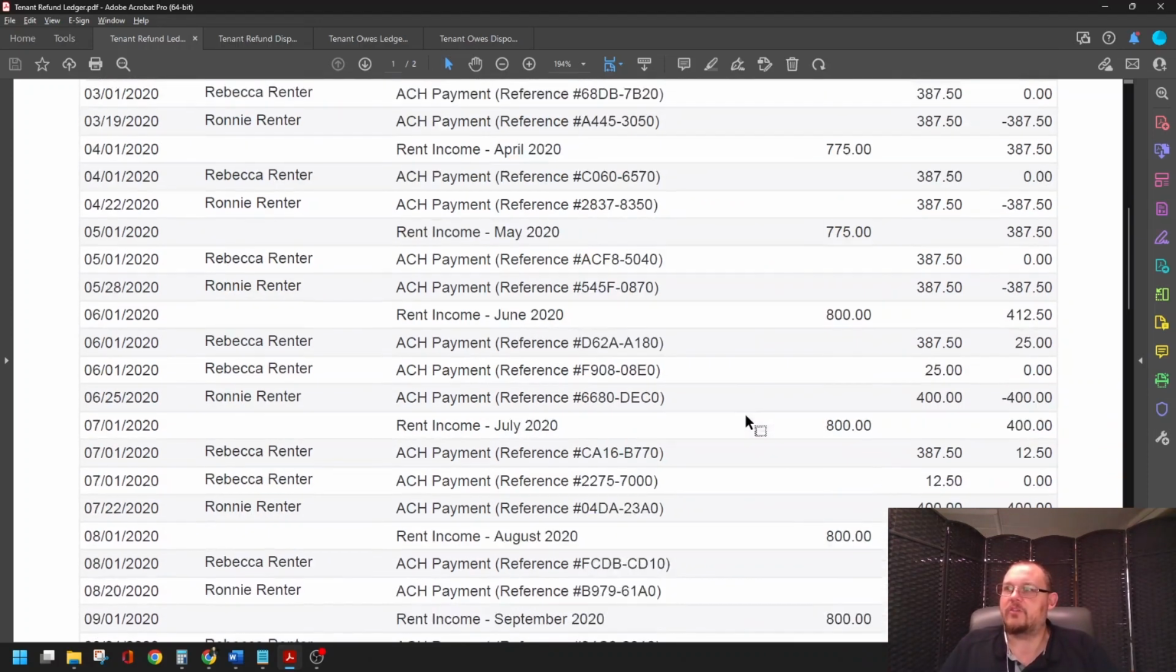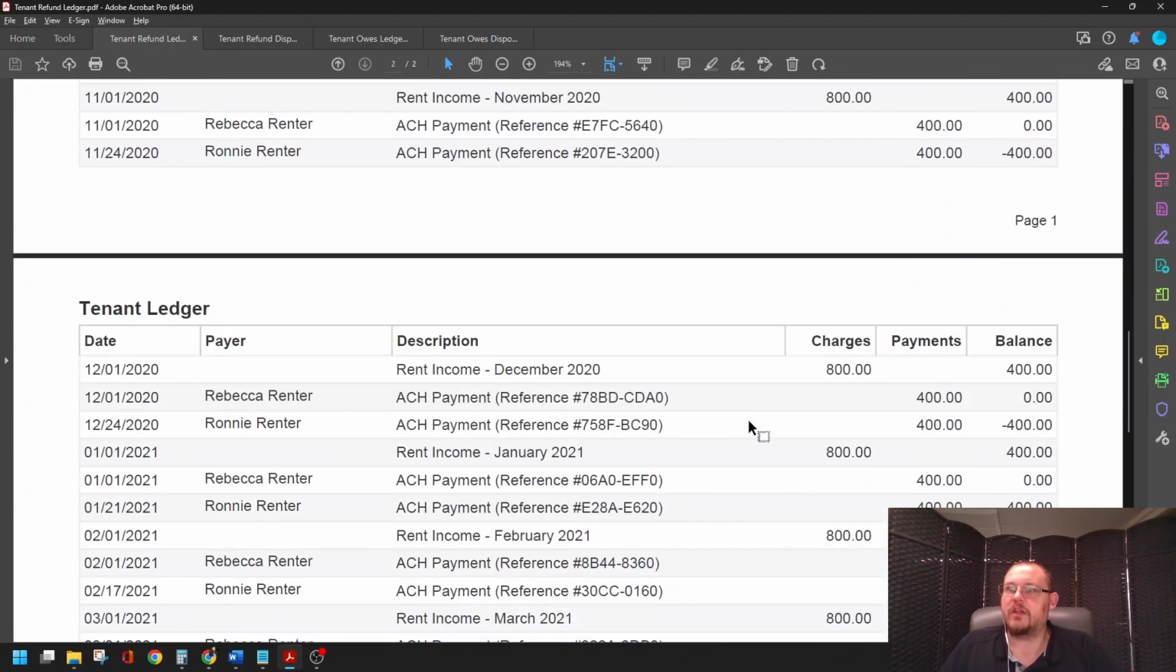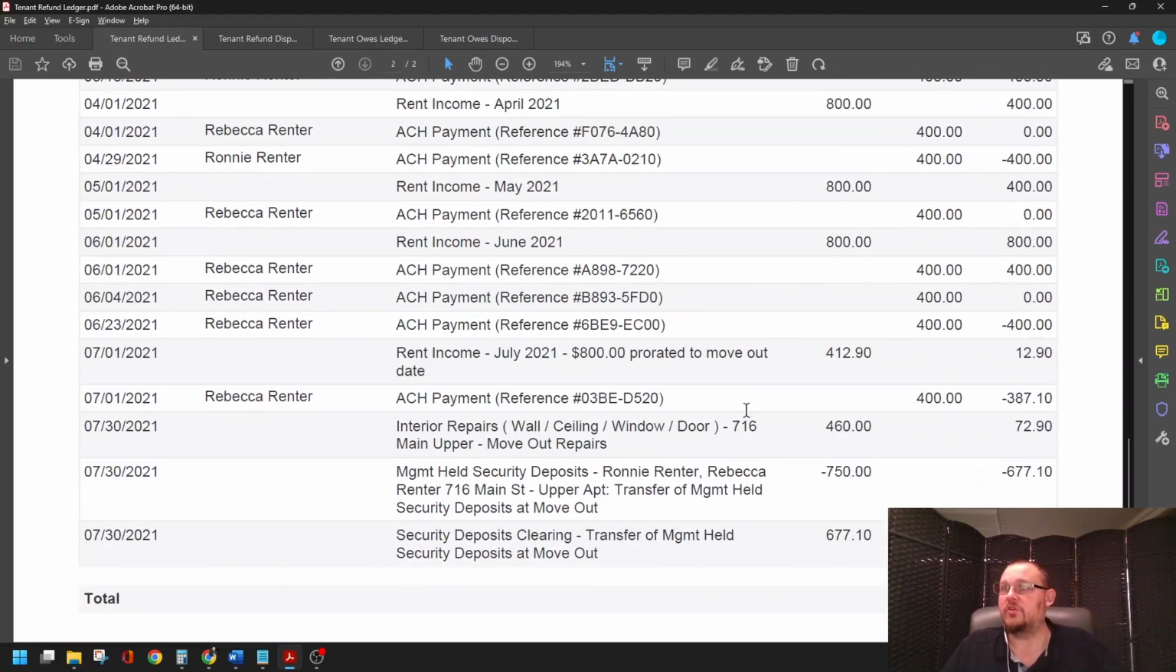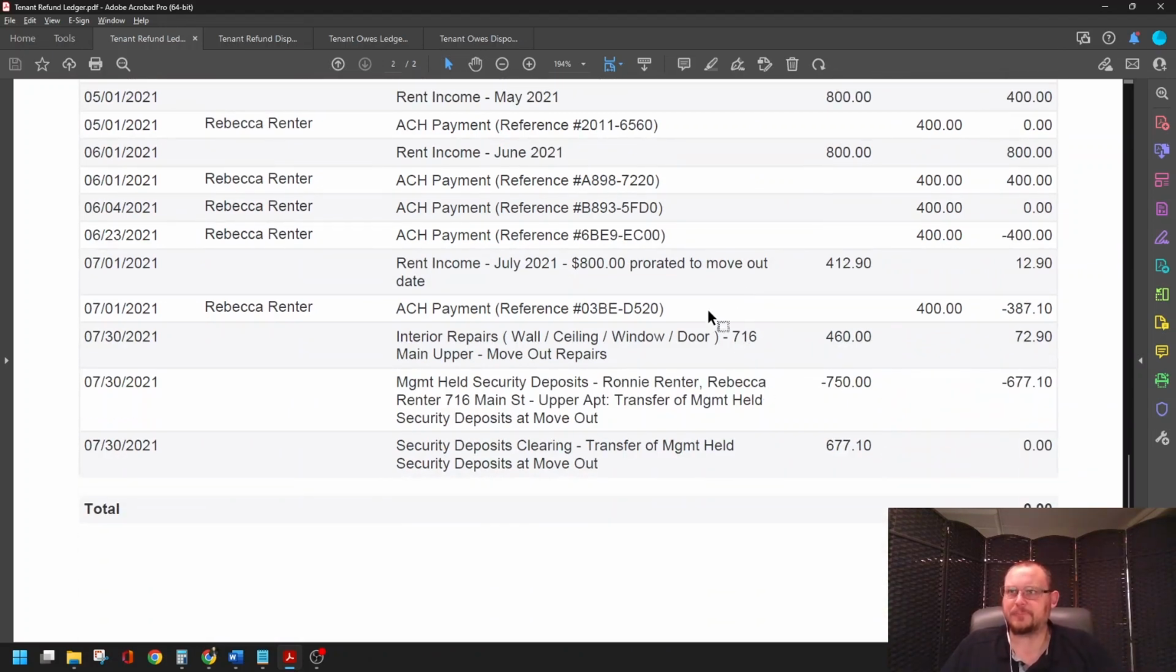Scrolling down, other than that, it's a pretty boring ledger. These guys were very good tenants and made sure that their rent was paid pretty much on time every single month, until we get down here to the final month of the tenancy, which is going to be the month of July 2021. So you can see they made their June rent payment, had a $0 balance.